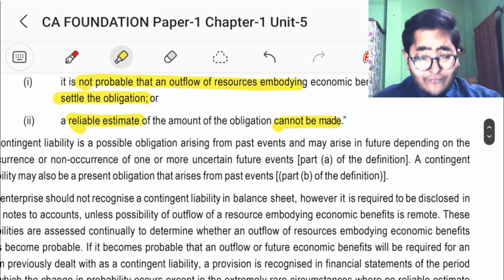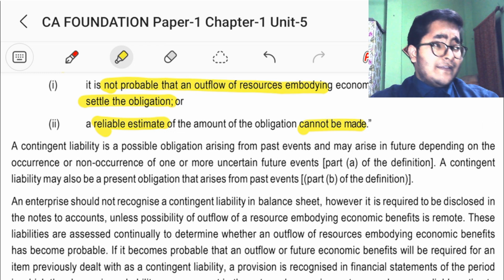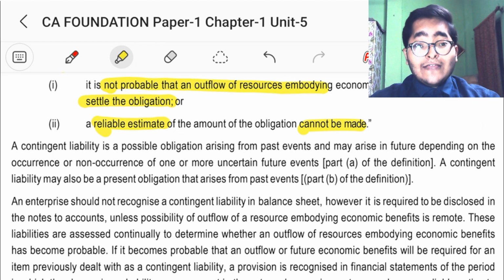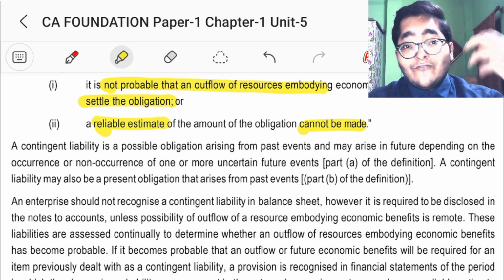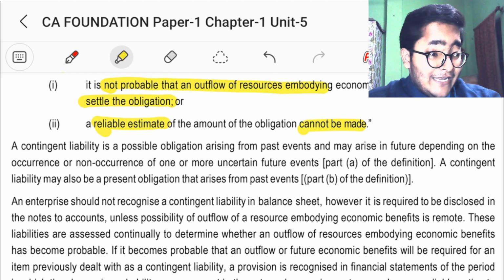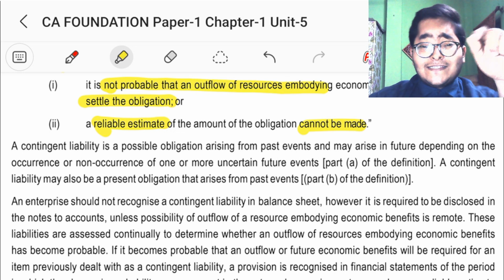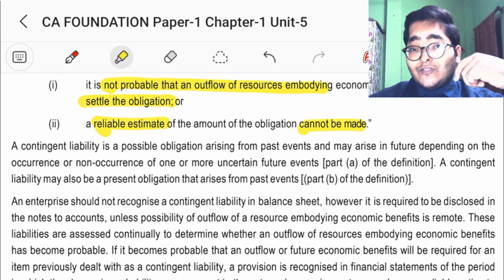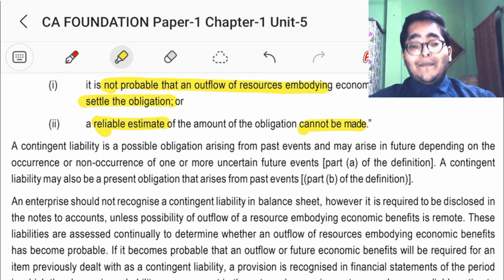For example, if there is a liability on me regarding any legal case on which I am the respondent, or I am the one on whom the case is made or the legal steps are taken, but being the respondent, I am unable to assess or estimate the amount of liability or obligation that needs to be paid to the complainant. In that case, that type of liability is also called a contingent liability.